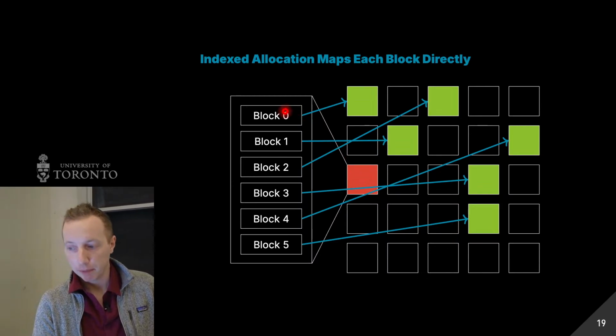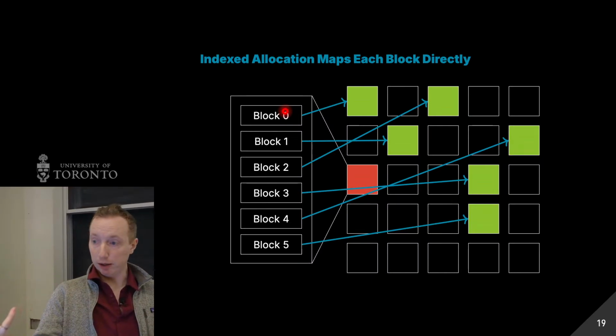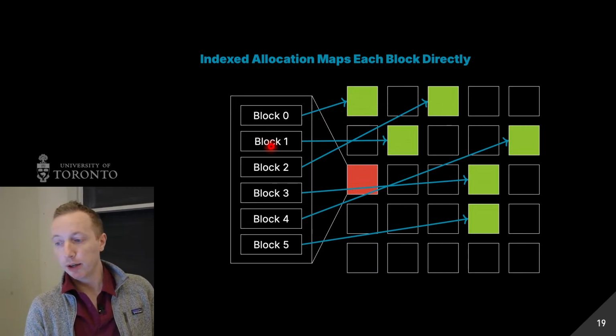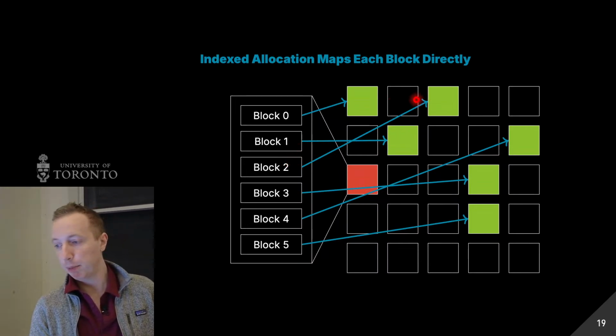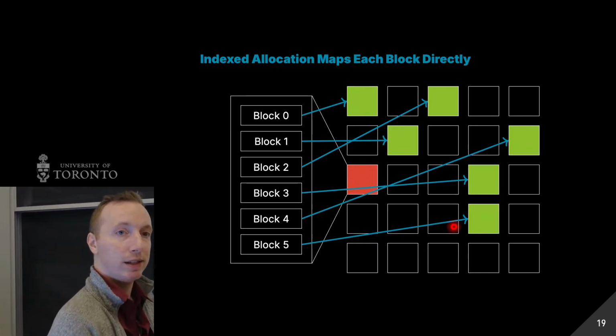And then it would have, for this green file, where is block 0? That would just be a pointer to block 0 on the device. Where is block 1 for this file? Oh, it points to block 6. Where is block 2 for this file? It points to block 2 on the device. And then so on and so forth. Right? Yep.